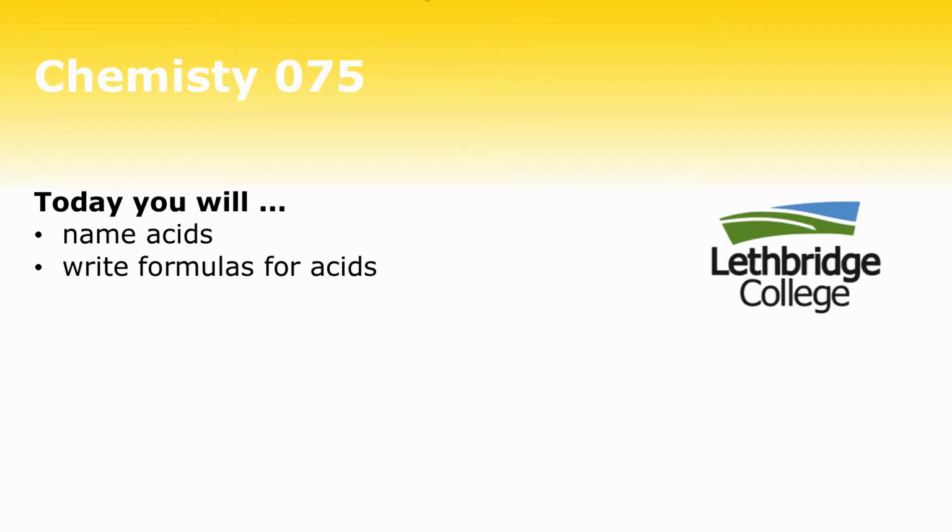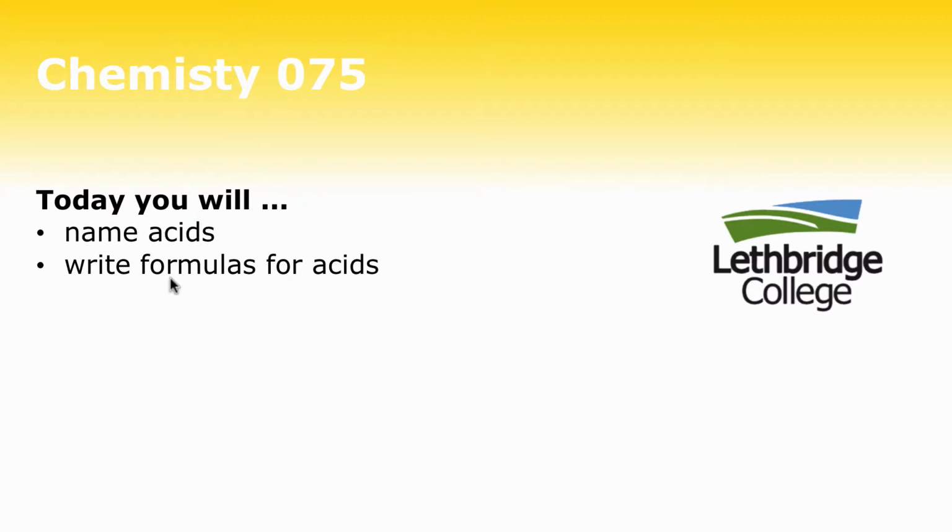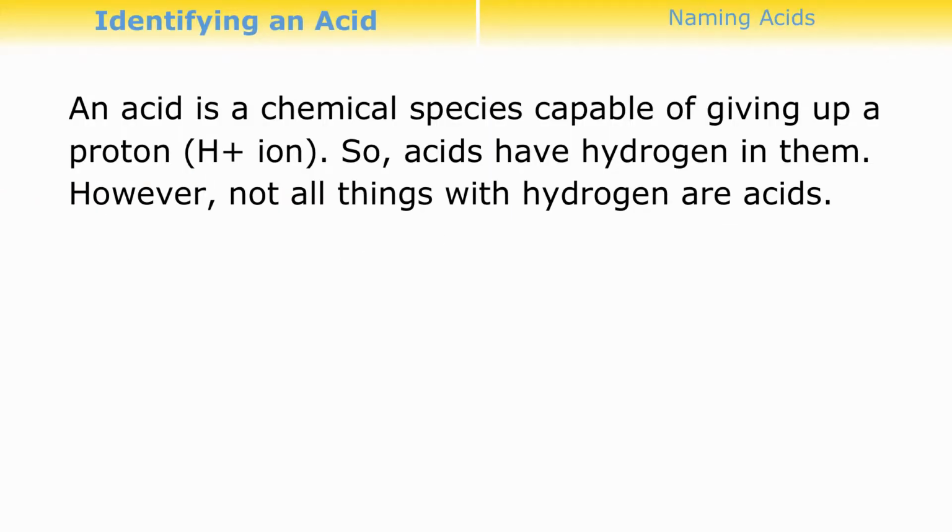In this video, our purpose is to name acids and write formulas for basic acids. To begin with, you need to be able to identify that you have an acid. One way, going from the definition, is that an acid is a chemical species, a molecule, or an ion that's able to give up a proton.